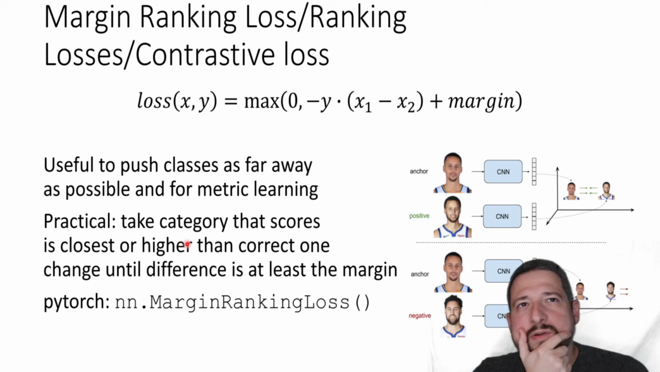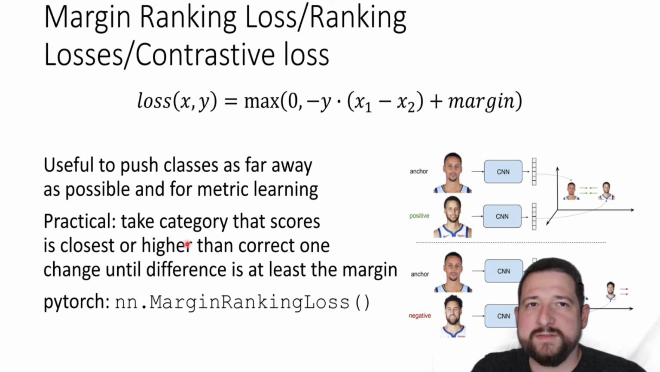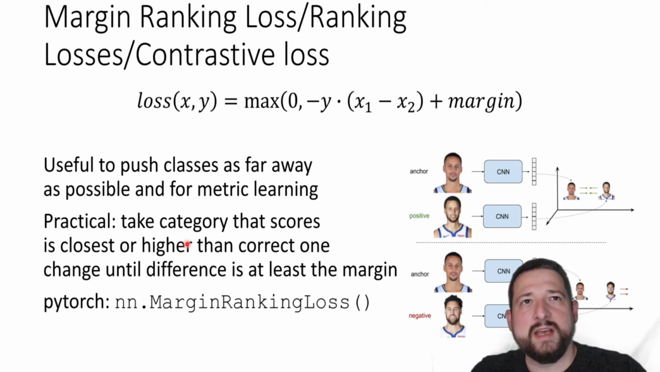So you want the score for the correct category larger than the score for the incorrect categories by at least some margin. If it's larger than this margin, then you say accept. That's good. So if, for example, y times x1 minus x2, simple example, is larger than a given margin, then the cost is 0. So you won.